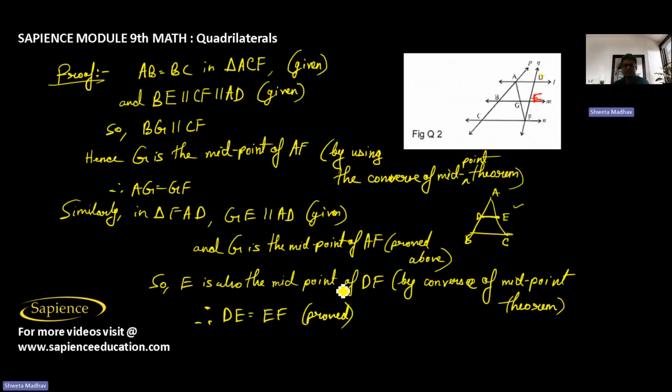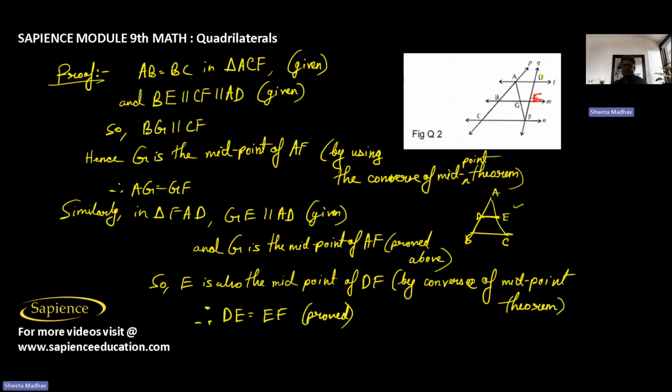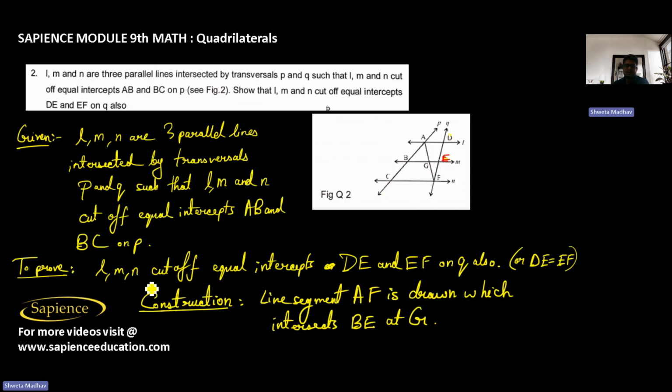DE equals EF. So simply we have to say that L, M, and N cut off equal intercepts DE and EF on Q also. Or simply it means we have to show that DE equals EF. So if we can show that DE equals EF, then it shows that L, M, and N will cut off equal intercepts DE and EF on the transversal Q also.